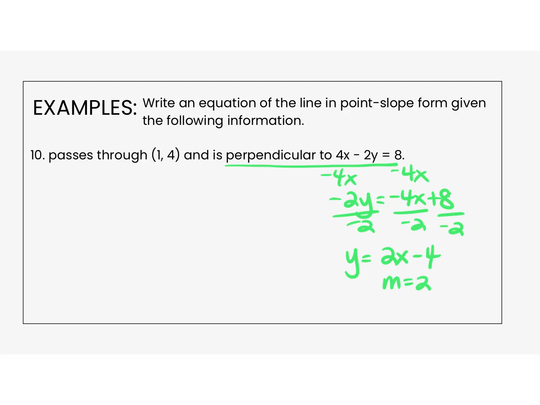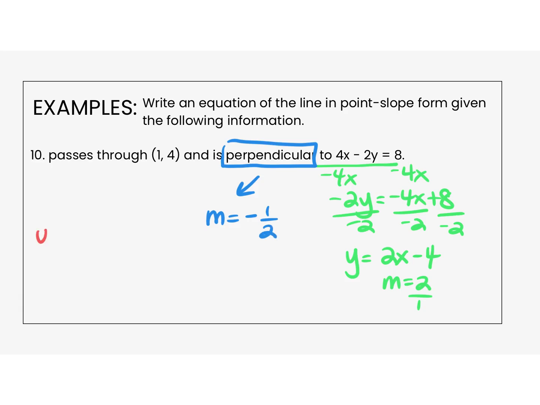But since I want it to be perpendicular, I need the opposite reciprocal of that. So first thing I look at is, since m is 2, it's positive 2, I need the perpendicular one to be negative. And 2 is really 2 over 1, so I need this to flip. So the slope I'm going to use is negative 1/2.